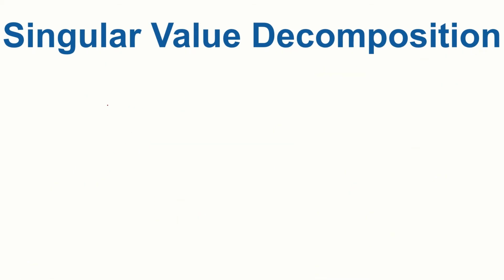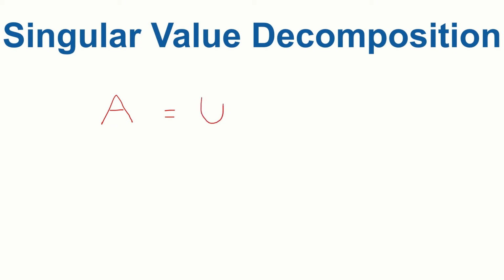Let's say we have some matrix A. This matrix A need not be a square matrix. It may be a rectangular matrix. It can have any shape. So let's say this is a matrix A, and we have its singular value decomposition.